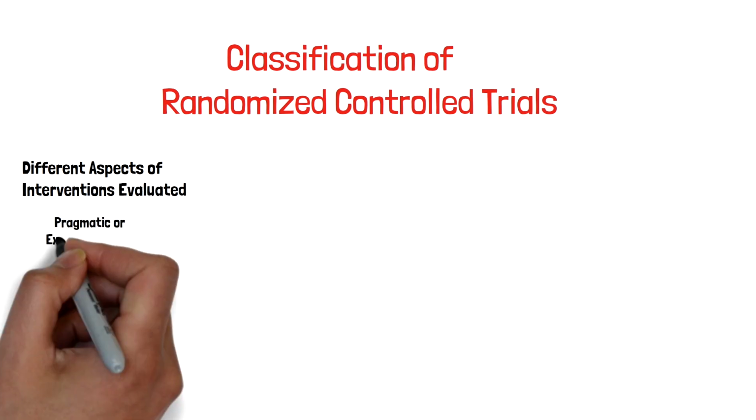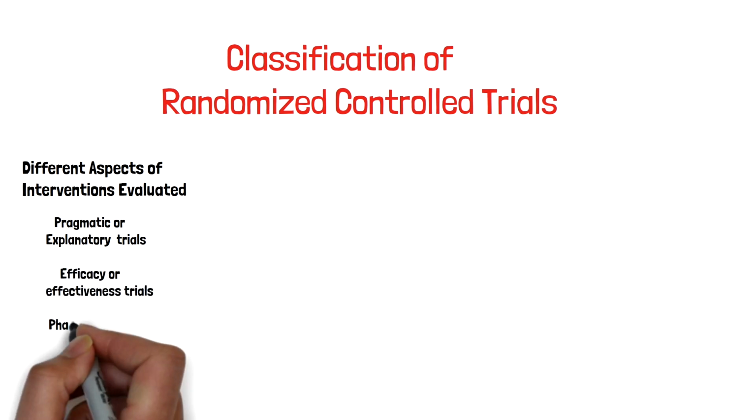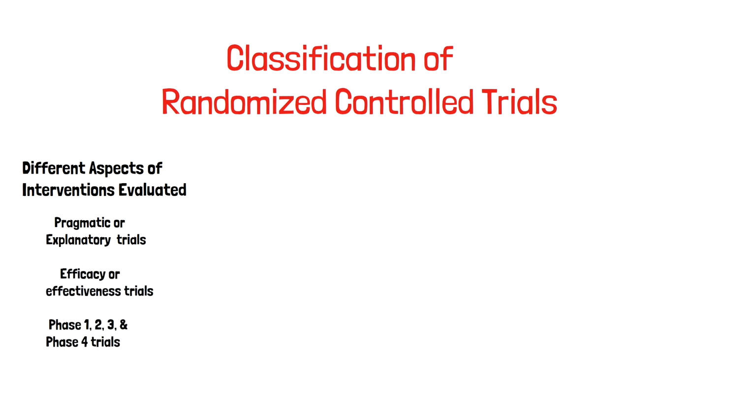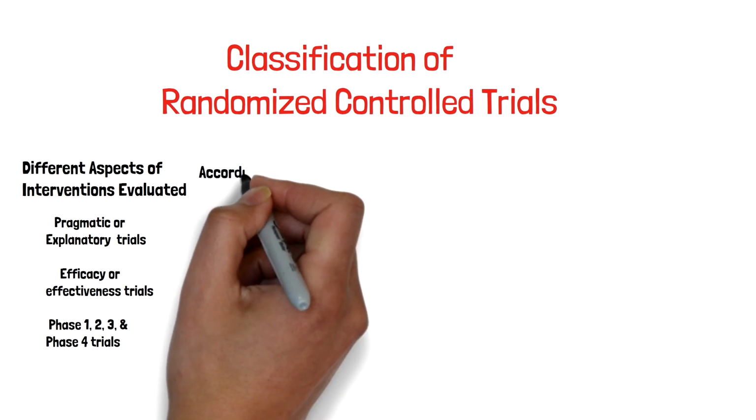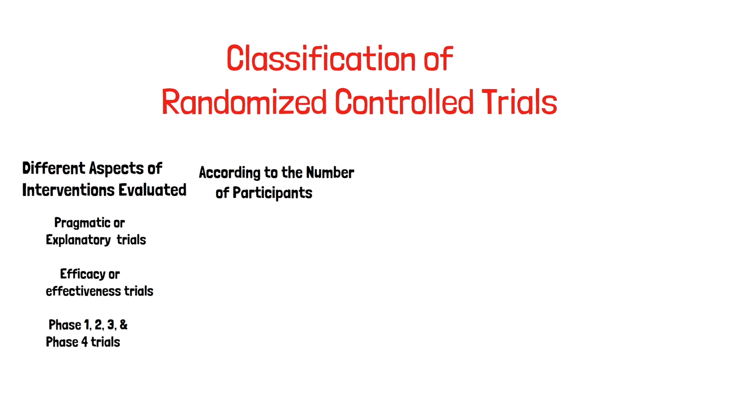It is equally important to understand different types of randomized control trials. Randomized control trials can be classified according to different aspects of intervention evaluated. They could be pragmatic trials, efficacy or effectiveness trials, phase 1, 2, 3, and 4 trials. It is also possible to classify RCTs according to the number of participants.